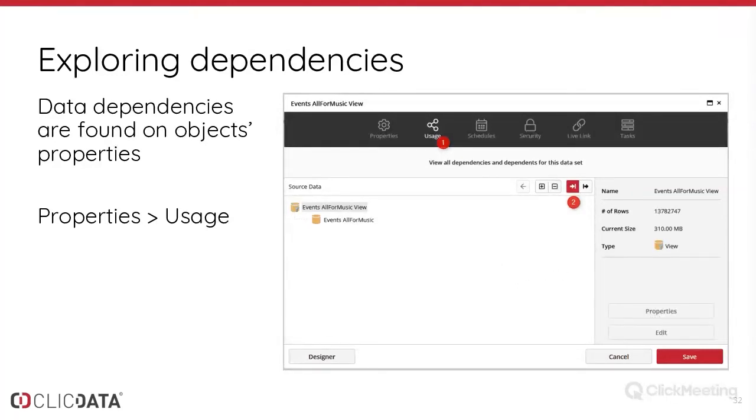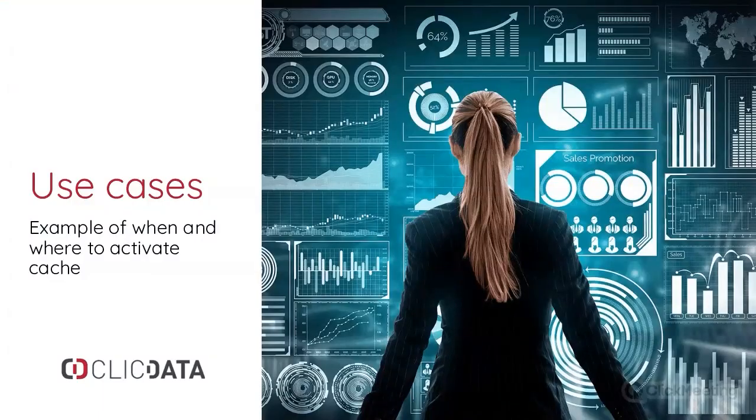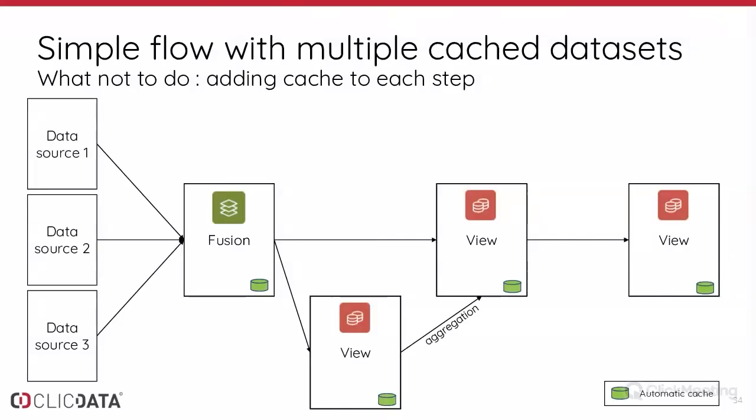So this helps you actually explore the dependencies between data sets and understand where a timeout can come from. Okay, so let's look now at a few examples. Every example is actually unique. If you have not a clear idea of when to use cache, then please don't hesitate, reach out to our support team. We can help you figure it out.